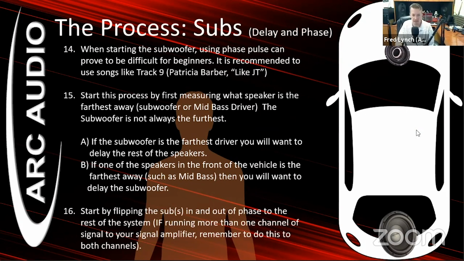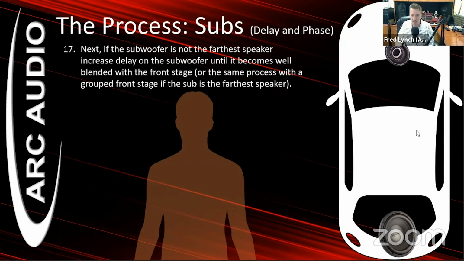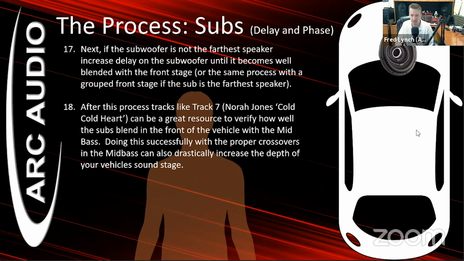So basically, you can hear the thing jump around just like that. And like we just talked about, you can actually delay it and get everything up to the front. Track 7, Norah Jones' Cold Cold Heart, is also a great track if you don't want to use phase pulse, which is very difficult for low frequency. But Cold Cold Heart is a great track for helping locate as well, or doing a secondary verification to make sure your sub bass is up in the front.